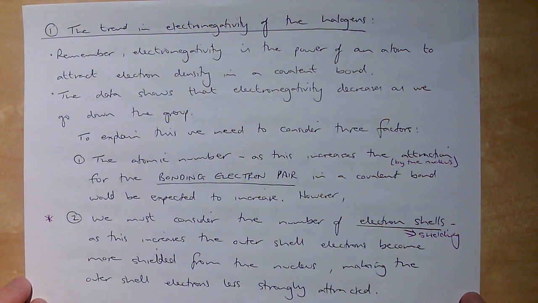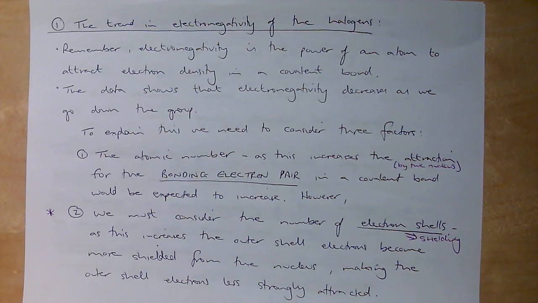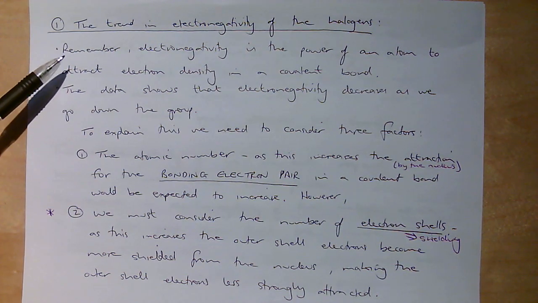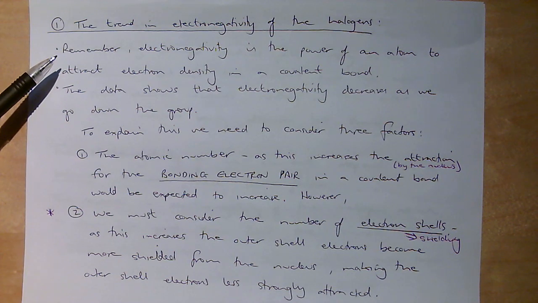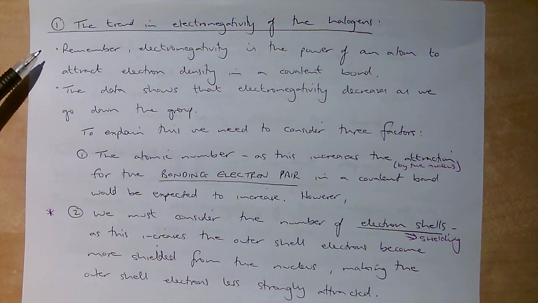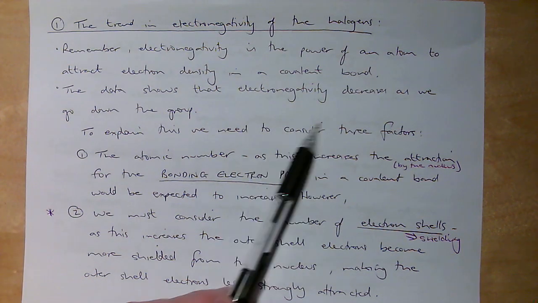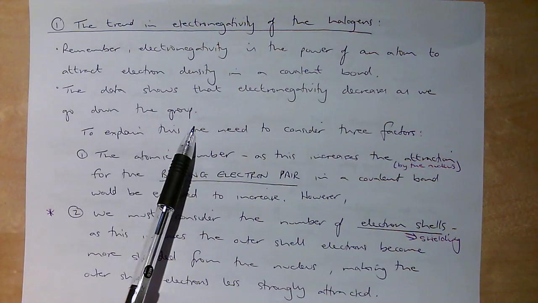So first of all, let's have a look at the trend in electronegativity of the halogens. Remember that electronegativity is the power of an atom to attract electron density in a covalent bond, or the ability of an atom to withdraw electron density from a covalent bond. The data shows that the electronegativity decreases as we go down the group.